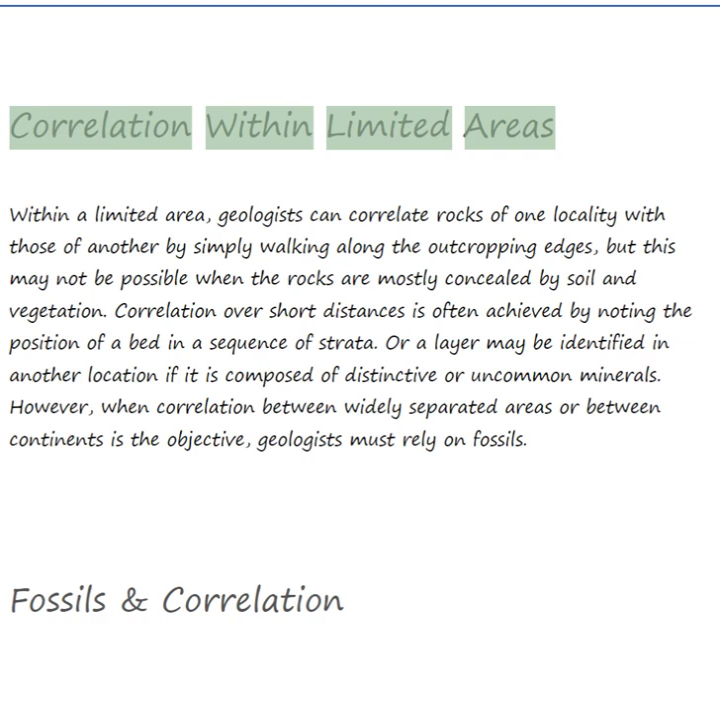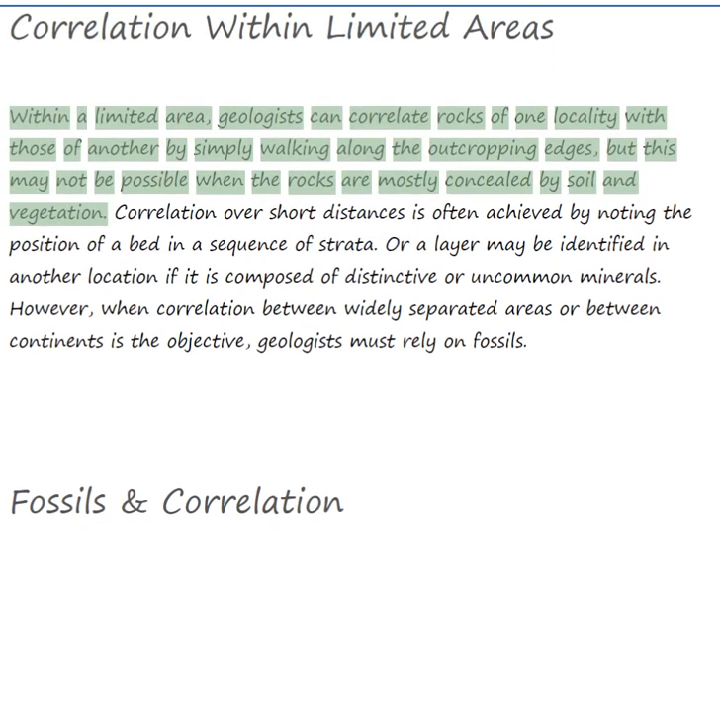Correlation within limited areas. Within a limited area, geologists can correlate rocks of one locality with those of another by simply walking along the outcropping edges, but this may not be possible when the rocks are mostly concealed by soil and vegetation.